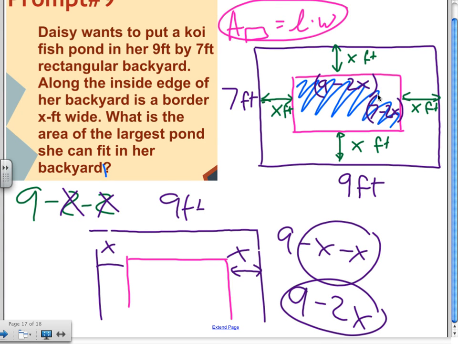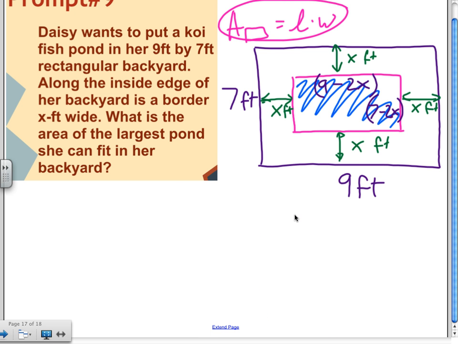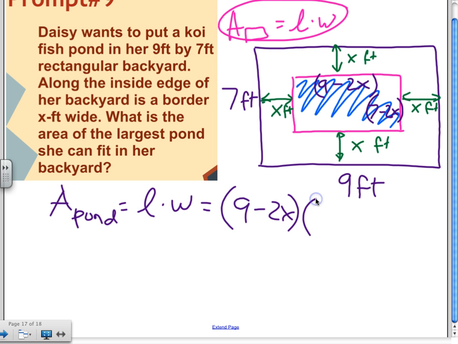Okay. Now that we have that information, did we just define what the length and the width of the pond is? Yes. So if we have the length and width of the pond, how do you find the area of the pond? Okay, so here it is. The area of the pond is length times width. And what is the length again? 9 minus 2x. With the width.